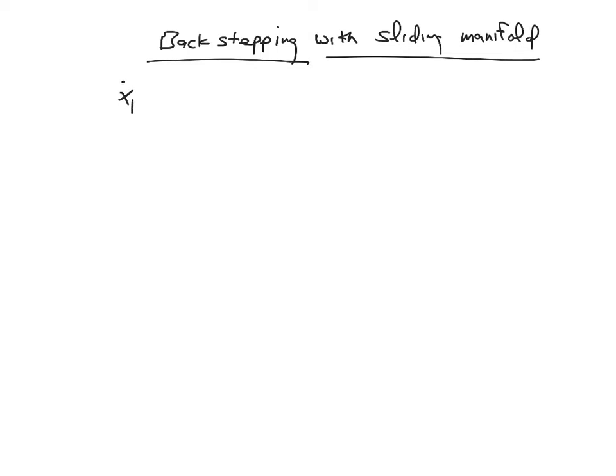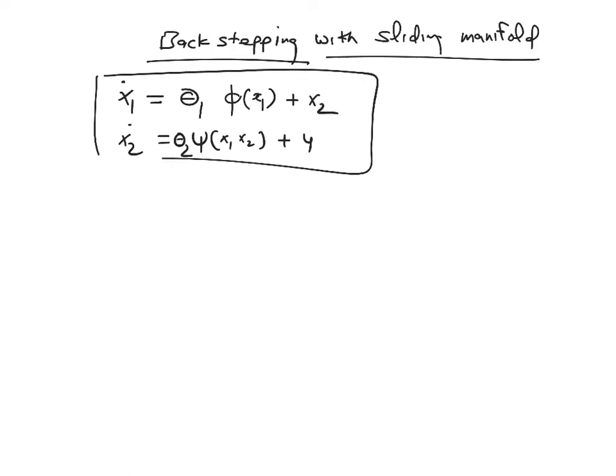x1 dot equals theta 1 phi of x1 plus x2, and x2 dot equals theta 2 phi of x1 x2 plus u. So this is our awesome problem that we want to solve, right? Objective as usual, x1 goes to 0, x2 goes to 0. To make it asymptotically stable, you have to choose u, which makes it asymptotically stable.